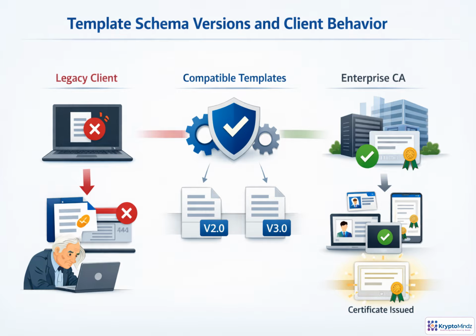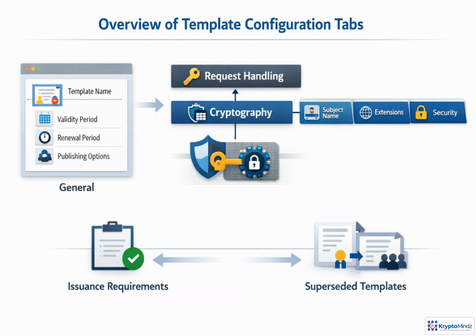A certificate template acts like a policy bundle spread across several key tabs. General defines the certificate's identity and lifetime. Request handling and cryptography decide how keys are created, stored, and approved. Subject name and extensions shape what identity is asserted and how the certificate can be used. Security locks down who can enroll or modify. Issuance requirements add approval workflows, while superseded templates manage upgrades and retirement over time.